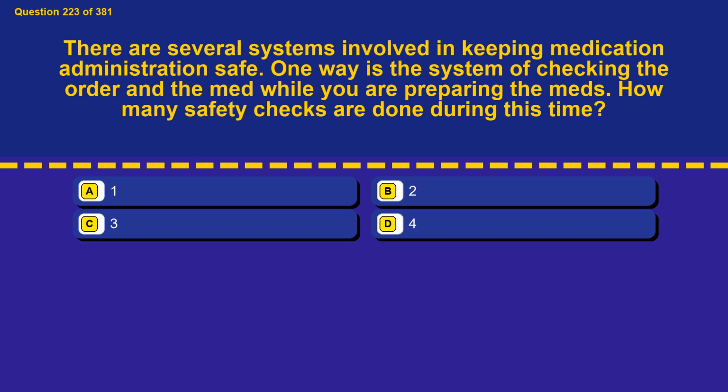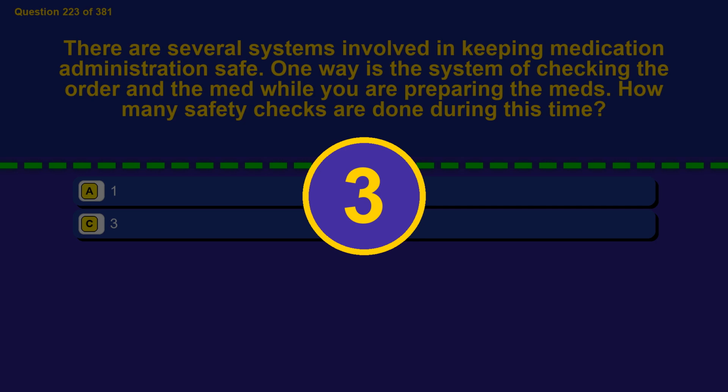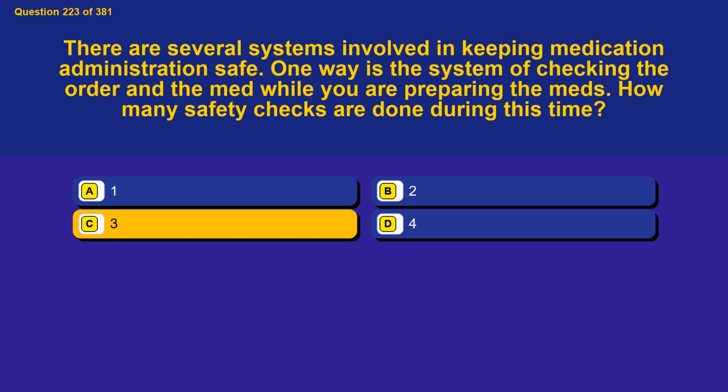Question 223. There are several systems involved in keeping medication administration safe. One way is the system of checking the order and the med while you are preparing the meds. How many safety checks are done during this time? Option A, 1. Option B, 2. Option C, 3. Option D, 4. The correct answer is option C, 3.